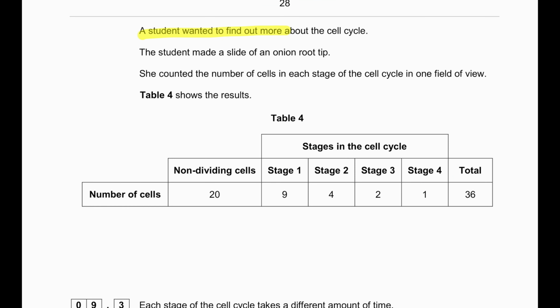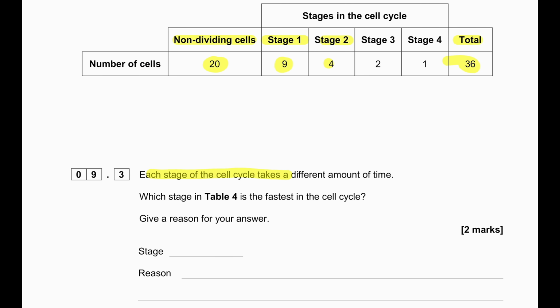A student wanted to find out more about the cell cycle. The student made a slide of an onion root. She counted the number of cells in each stage of the cell cycle in one field of view. Non-dividing cells 20, stage 1, 9, stage 2, 4, and the total number of cells that she counted was 36. Each stage of the cell cycle takes a different amount of time. Which stage in table 4 is the fastest in the cell cycle? Give a reason for your answer.